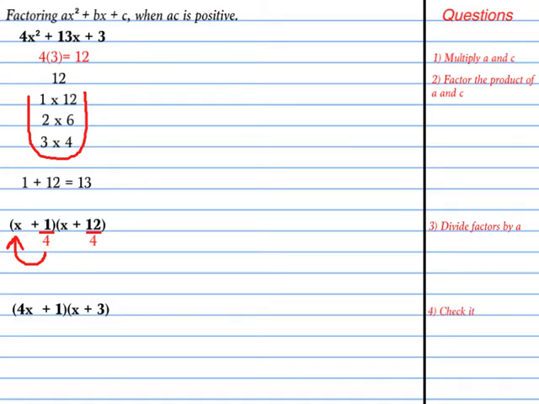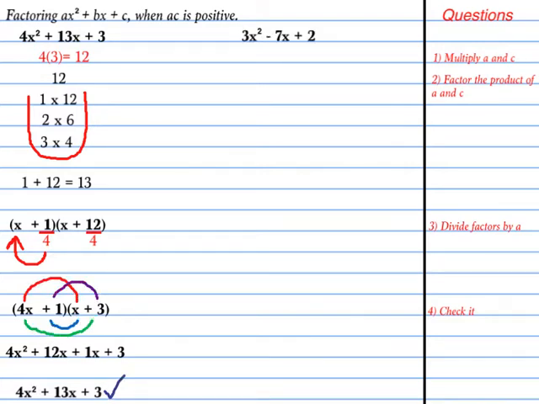Now, let's check it out. We have 4x times x, which gives me 4x squared. 4x times 3, which gives me 12x. 1 times x, which gives me 1x or just x. And then 1 times 3. And this will give me 3. And once again, simplify like terms. I get 4x squared plus 13x plus 3. And that checks back to my original trinomial. Let's take a look at another example.